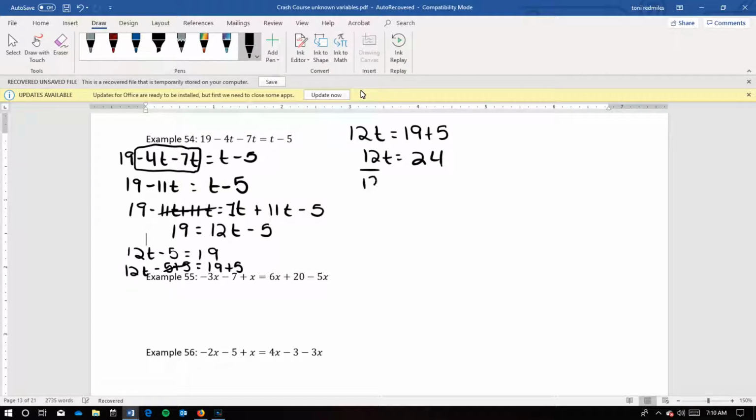I'm going to divide both sides by the 12 because it's multiplying the t, and my answer is going to be 2. Now, if you had done it the reverse way, it would have also come out as a positive 2, okay? But now you don't have to worry about those double negatives and everything, so sometimes it's easier.